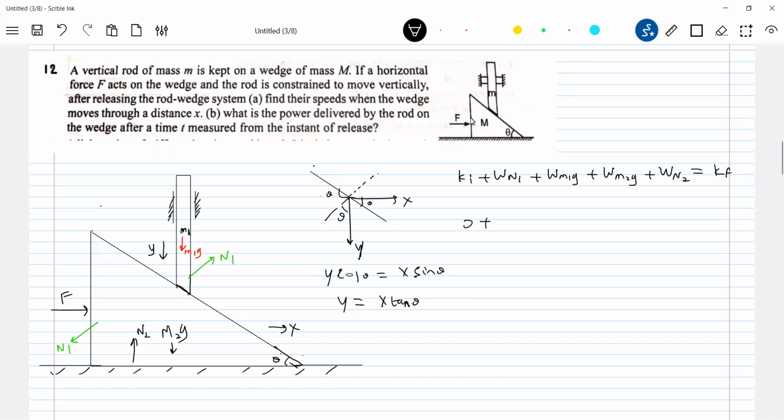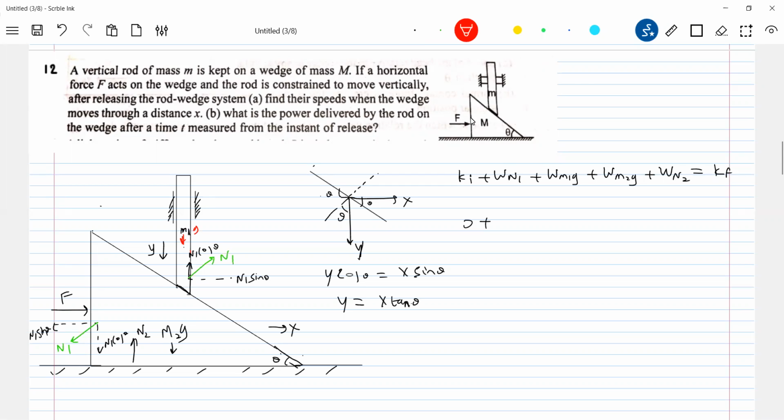How to judge this? Here a component of the normal reaction will act: N1 sin theta will act on the wedge, no? If you resolve this, N1 sin theta here and N1 cos theta here. I'm showing M1G like this. Look at now, work done by.